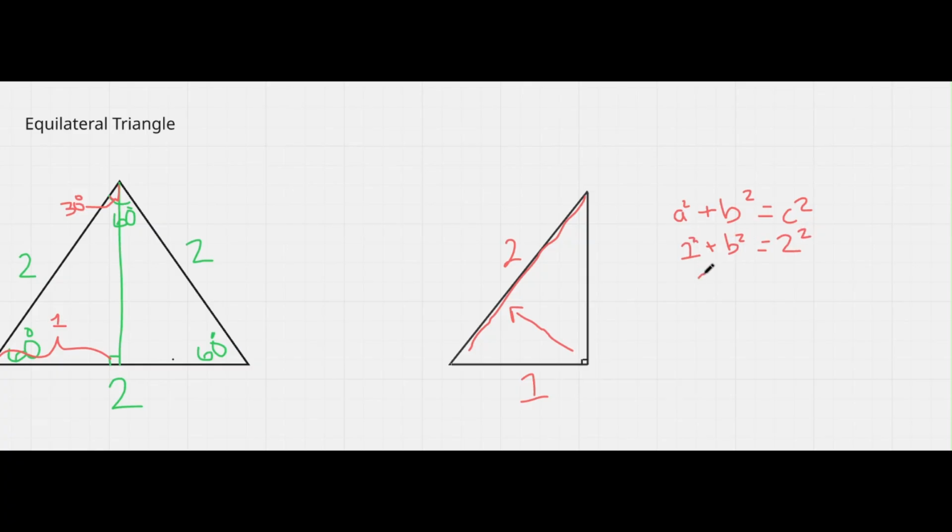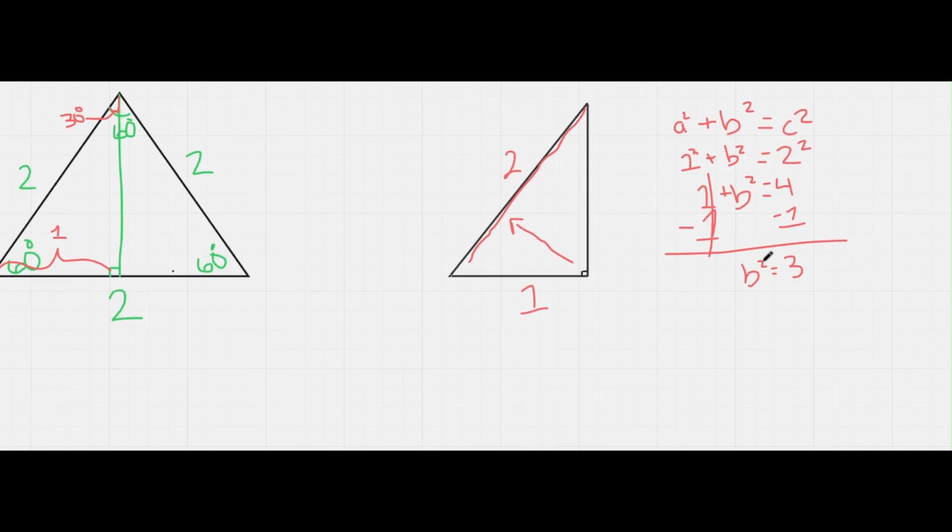1 squared is equal to 1, plus b squared equals 4. 2 to the second power is 4. We need to get b by itself. So first we're going to subtract 1 from both sides. It cancels out. 1 minus 1 is 0. Bring down b squared is equal to 3.